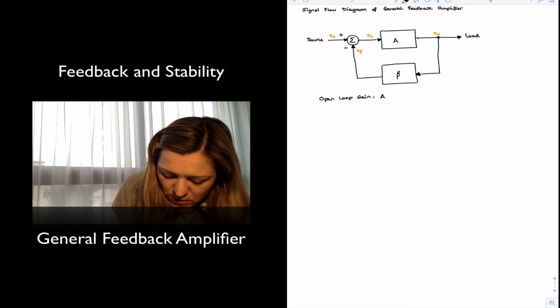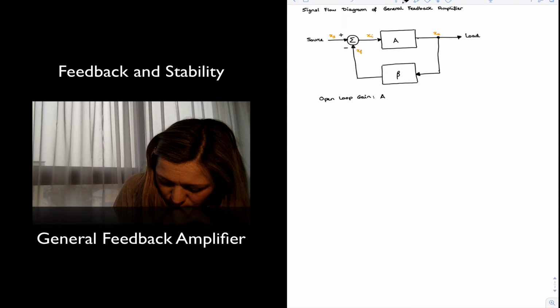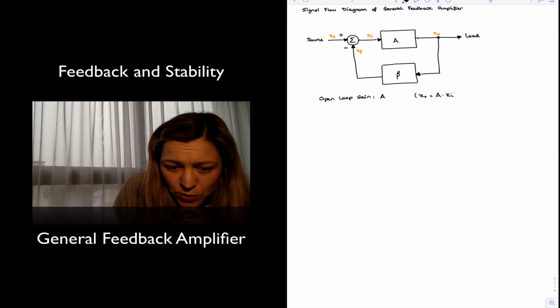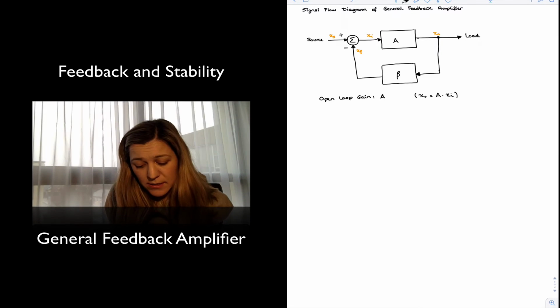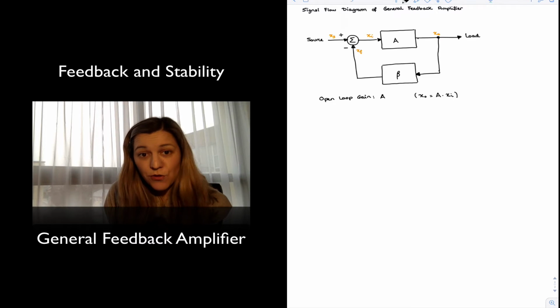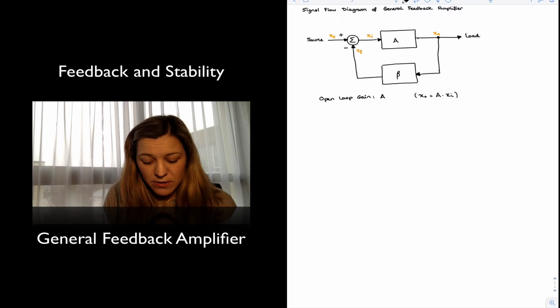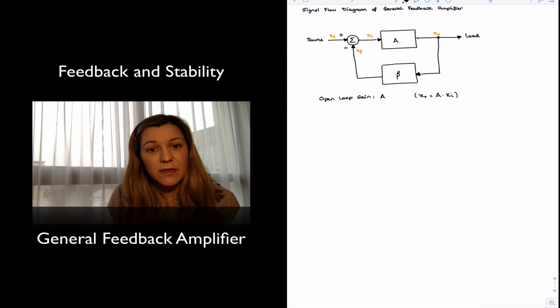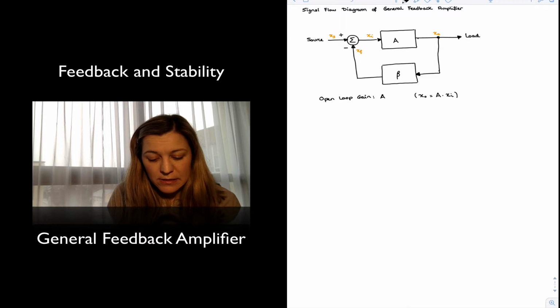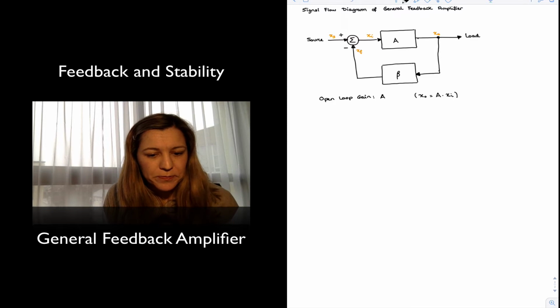That's the first term, A, and we know that the gain is basically the ratio of output signal to input signal. Notice that this is A times Xi, whatever gets fed into the amplifier. If we don't have the feedback network, then Xi will be equal to Xs, but technically speaking, it's going to be equal to the open loop gain times the input signal as it is seen at the input of the amplifier.